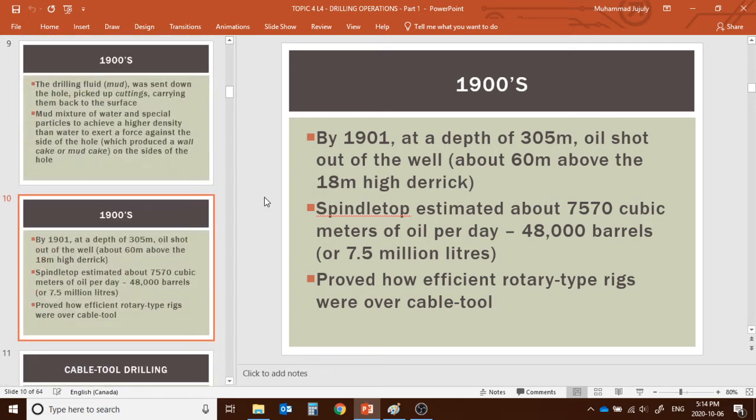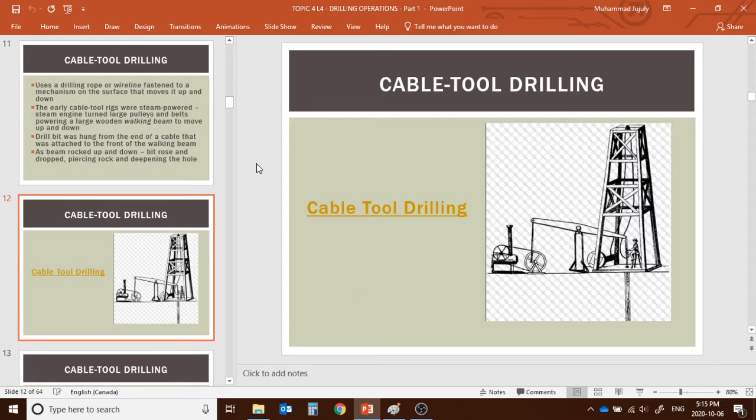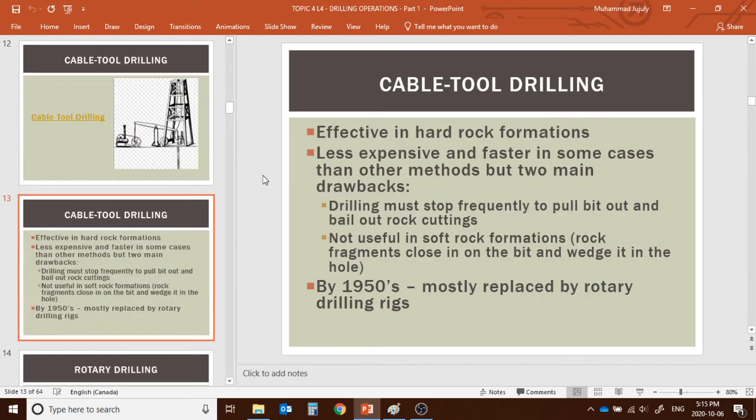So what happened is we started drilling at this time, and although it was very inefficient, as you can see, estimated at nearly 7,500 cubic meters of oil per day, it was still a start. And this is the process that cable tool drilling was used for. So this is an example of how this ancient cable tool drilling works. If you are interested, you can go to this YouTube link and watch more.